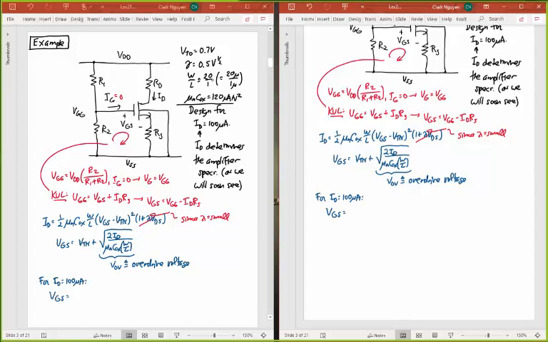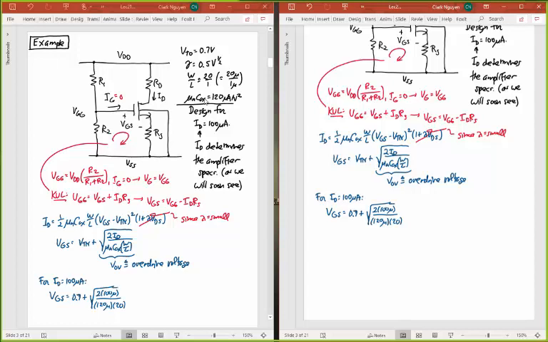That's just going to be equal to the VTN value, which is 0.7 volts, plus the square root of 2 times the current that I want flowing through there, that's ID, 100 microamperes, divided by 120, the units of mu n Cox being microamperes per volt squared, divided by my W over L ratio, which is 20. I should show that the square root is meant to go through that whole thing.